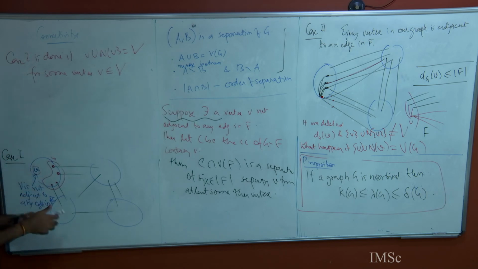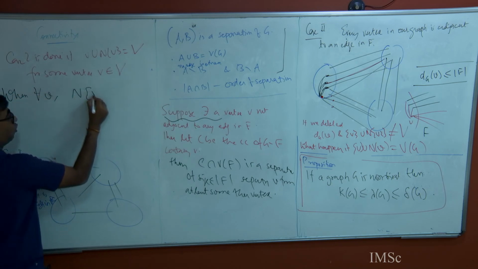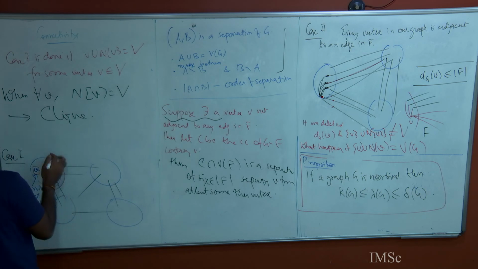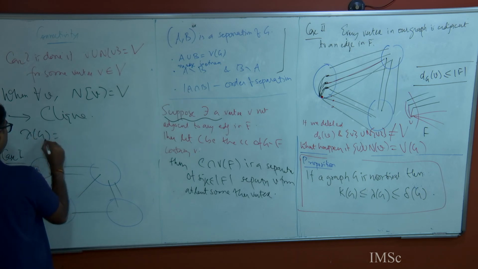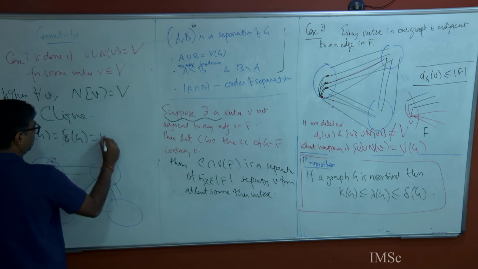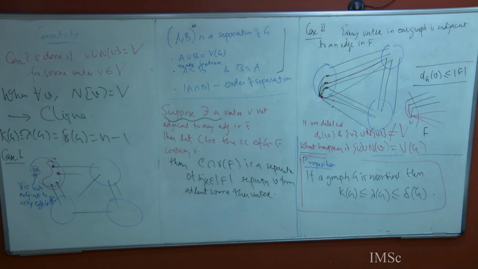But so what are we left with? We are left with the case when, for all V, the closed neighborhood of V is equal to V. What is this graph? It's a clique. And in the clique graph, we know that kappa G is equal to lambda G is equal to the minimum degree of G. So first you prove this for a complete graph, this is true, and now assume that your graph is never complete, then either of these two cases will handle it. Okay, is that fine?